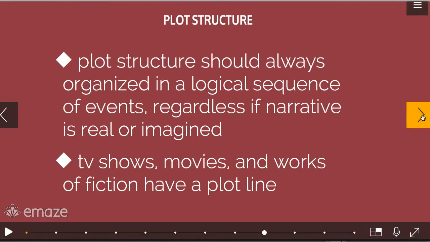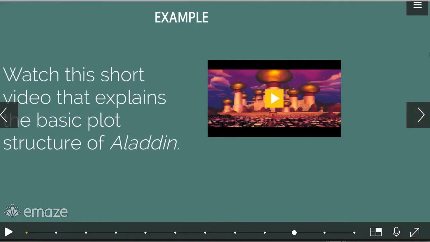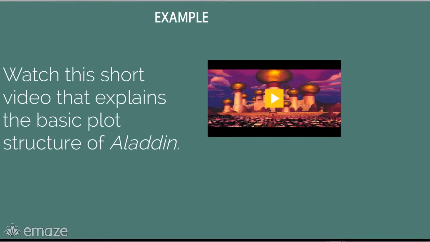Let's see how this plays out in the movie that many of us are familiar with, Aladdin. We're going to watch this short video which explains the basic plot structure.